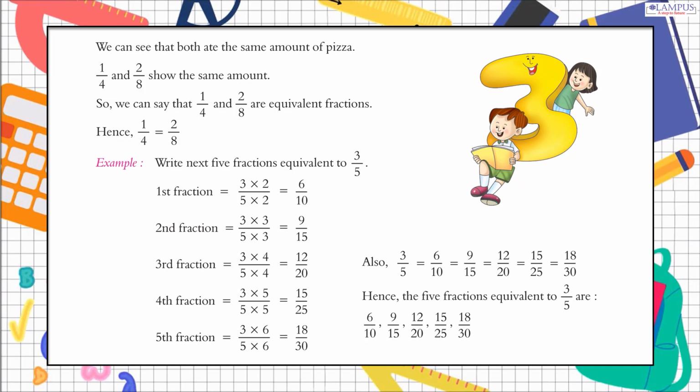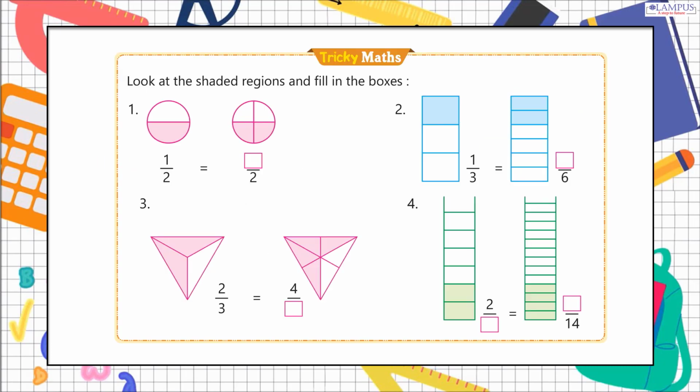Also, 3 by 5 equals 6 by 10 equals 9 by 15 equals 12 by 20 equals 15 by 25 equals 18 by 30. Hence, the 5 fractions equivalent to 3 by 5 are 6 by 10, 9 by 15, 12 by 20, 15 by 25, 18 by 30. Tricky maths. Look at the shaded regions and fill in the boxes.